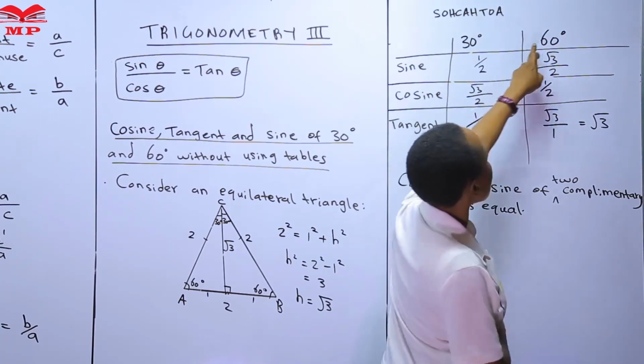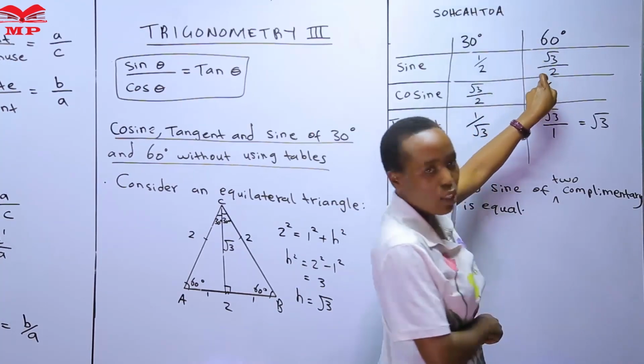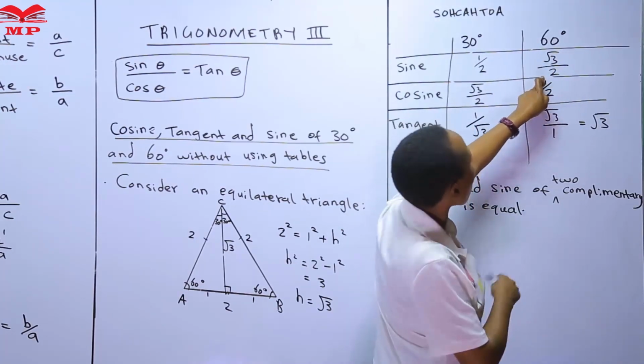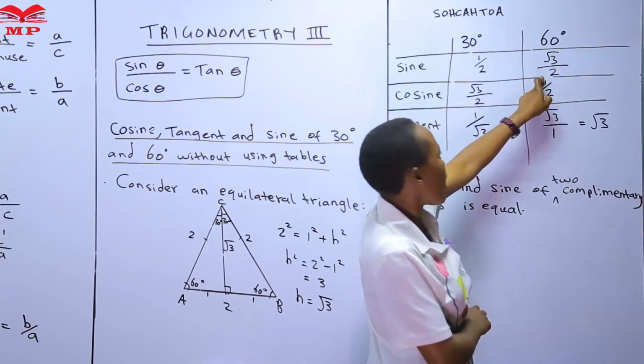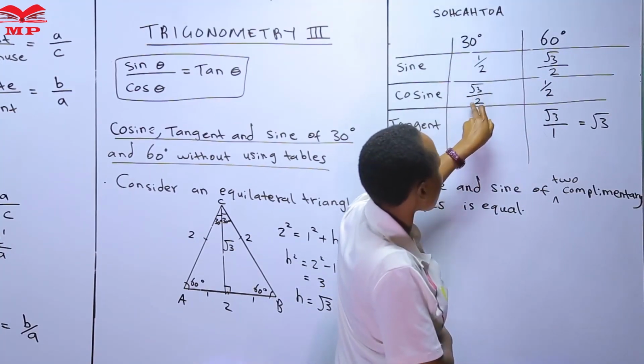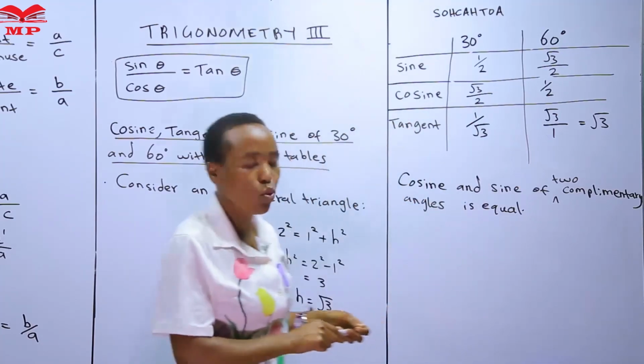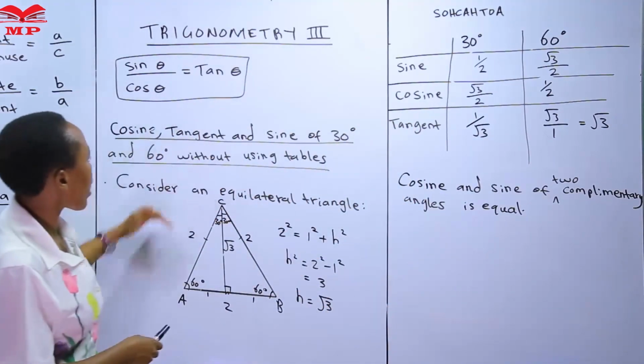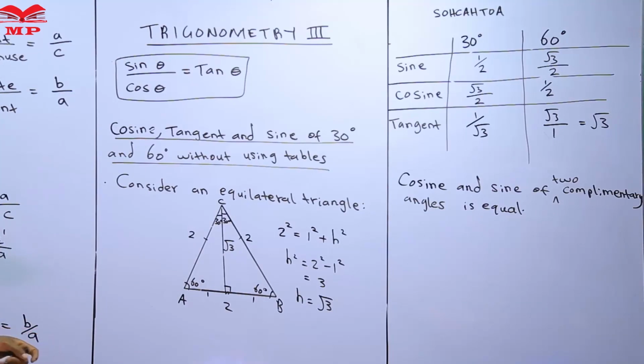The sine of 60 degrees is root 3 over 2. The complementary angle for 60 is 30, and therefore the cosine of that complementary angle, which is 30, is the same, root 3 over 2. So that is how we can use this equilateral triangle to find the cosine, the tangent, and the sine of 30 degrees and also 60 degrees.